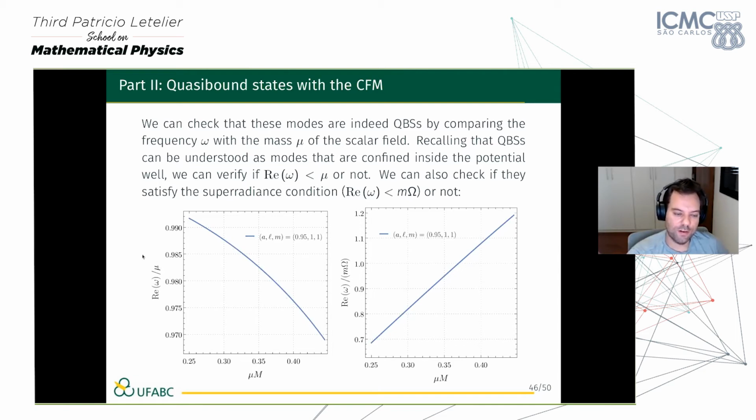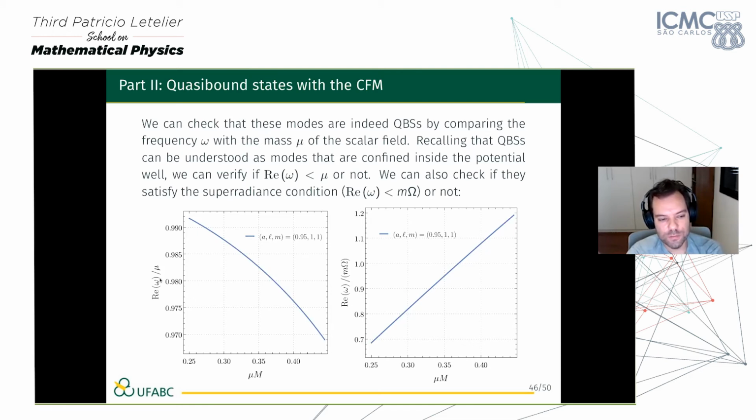So this is very characteristic of these quasi-bound states. This means that your energy is very close to the value of the potential at infinity, which is just mu, the scalar field mass, but it's slightly below. So what it means is that you're basically in a region where you trap your modes inside the potential well that is formed in your system.